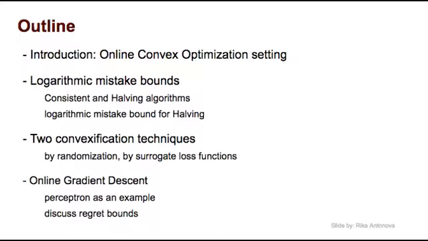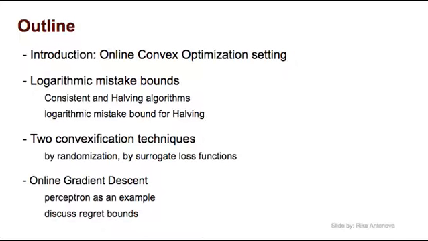Here is an outline of the presentation. I will start by introducing what is online learning or online convex optimization in general, and then I will be presenting two different online learning algorithms. One is called consistent and the other one is called halving, and I will be showing the logarithmic mistake bound of the halving algorithm. I will later on talk about two convexification techniques.